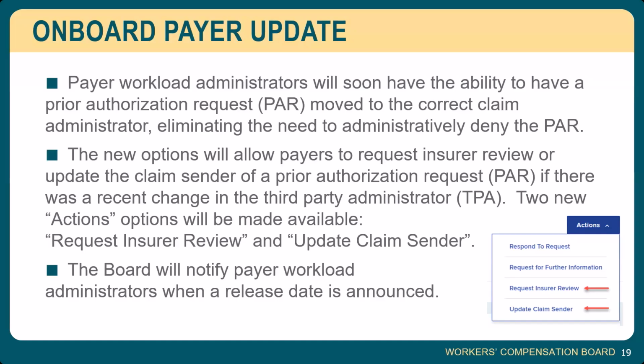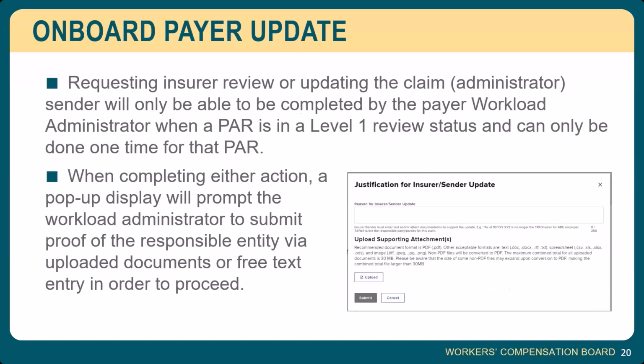Two new actions will be in the workload administrator's drop-down for each PAR, and that will be request insurer review and update claim sender. The board will notify all payer workload administrators when a release date is announced. We'll also update the board's website to include instructions and screenshots like the one you see in the lower right-hand corner there. Requesting insurer review or updating claim administrator will only be able to be completed by a payer workload administrator when that PAR is in level 1 review status. It can only be done one time for that PAR.